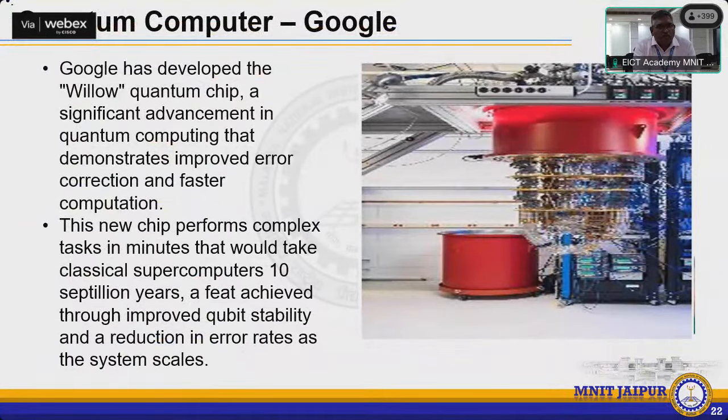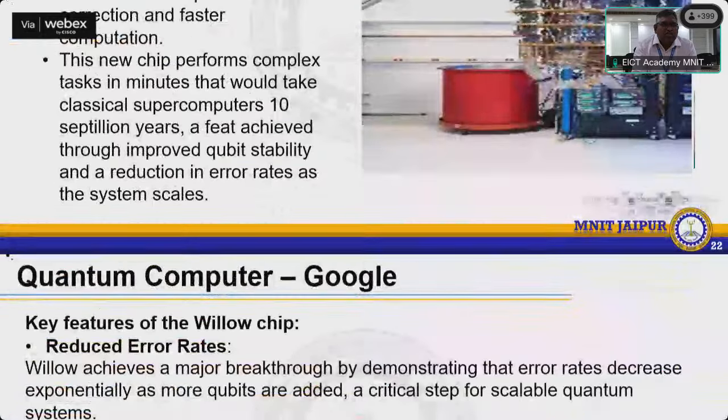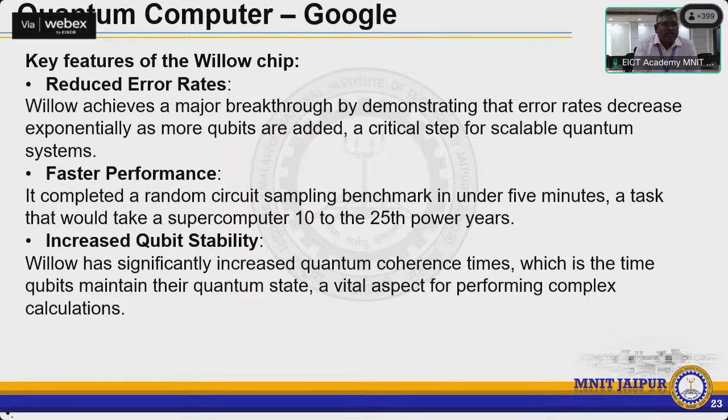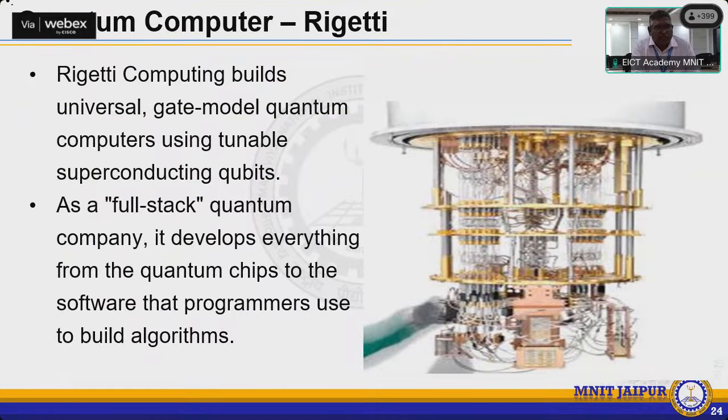Then you have the Google Willow quantum chip, and they have their own quantum processor, and they have achieved better results. So the strengths are reduced error rates, faster performance, and increased qubit scalability. Rigetti is another company. Please remember all these things.